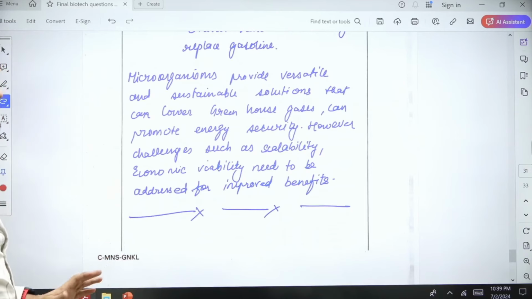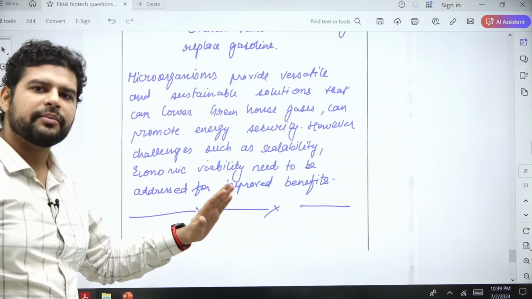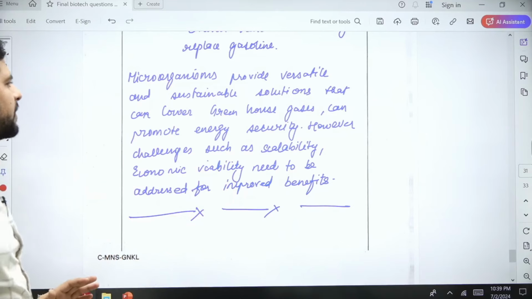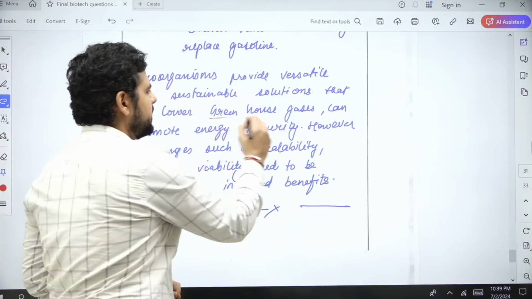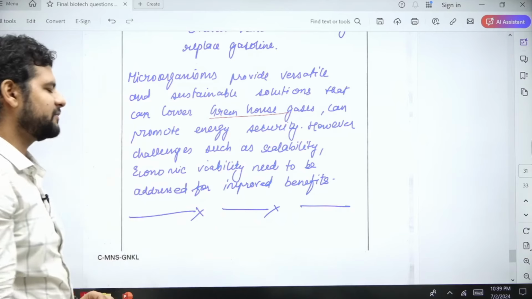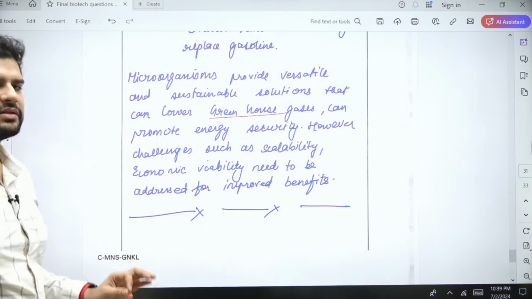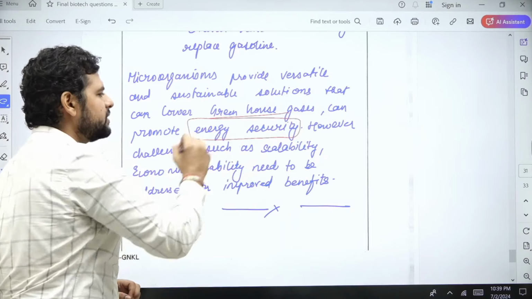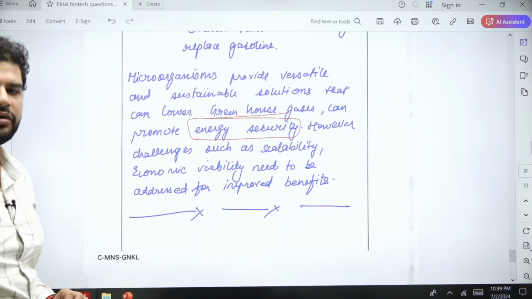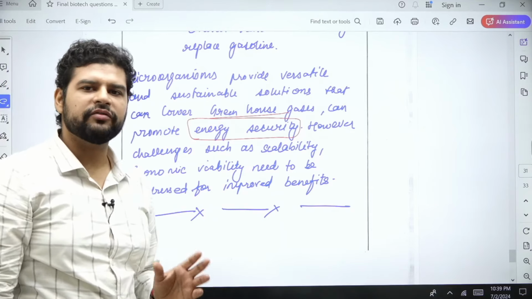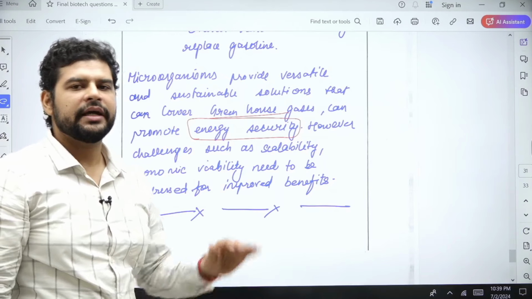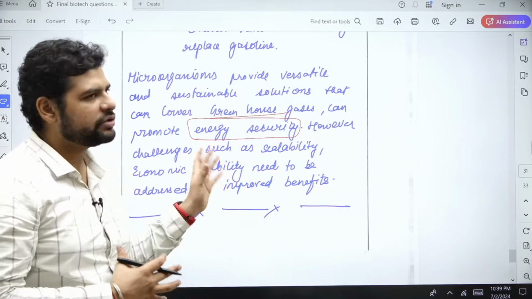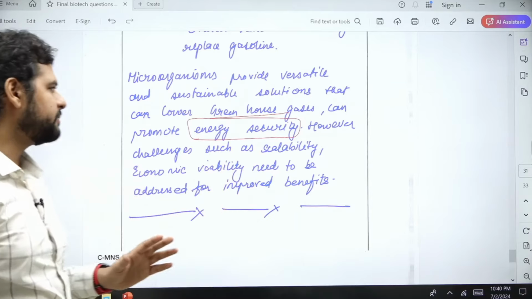See, microorganisms, as we have seen, they are providing versatile usage. You can use them at a lot of places, right? And it can lead to reduction in greenhouse gases. They can promote energy security. Use terms like this: energy security, food security, especially to give a boost to the conclusion. In the answer, please, focus on what is being asked. In the conclusion and intro, get as creative as you want, right?